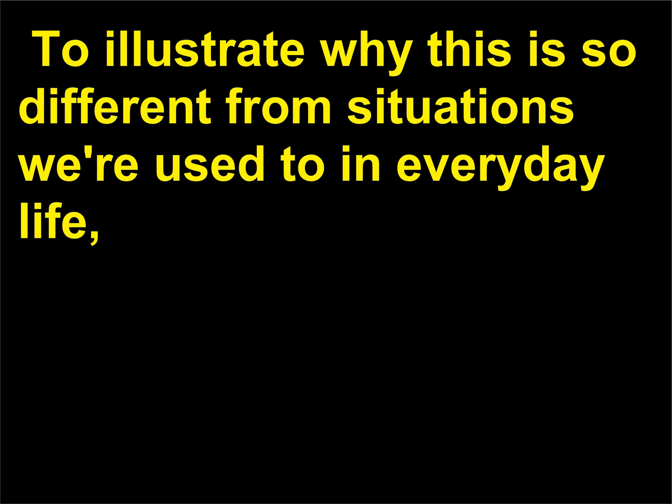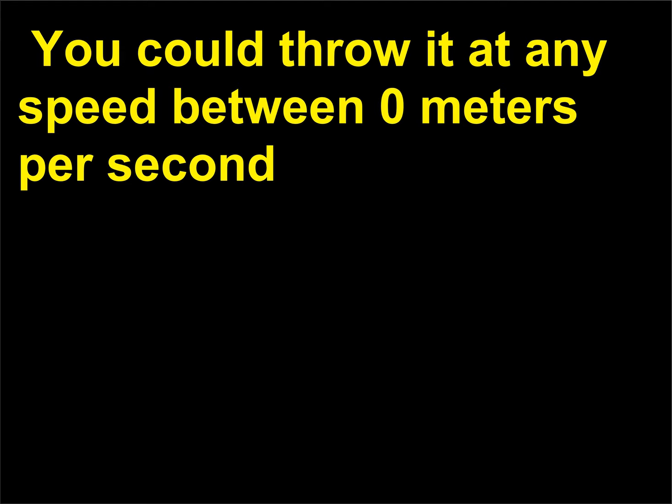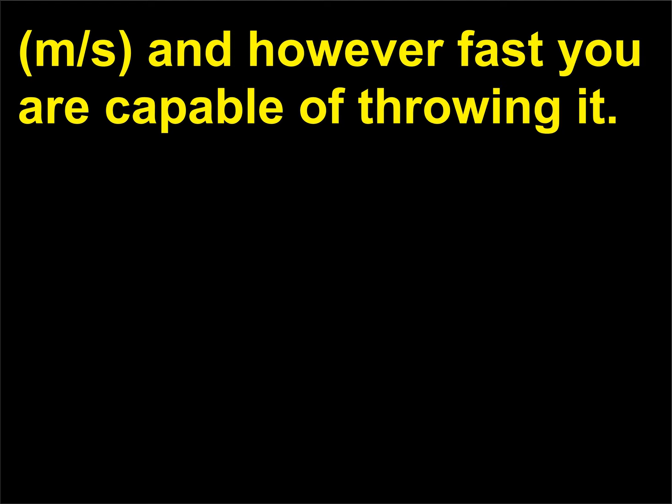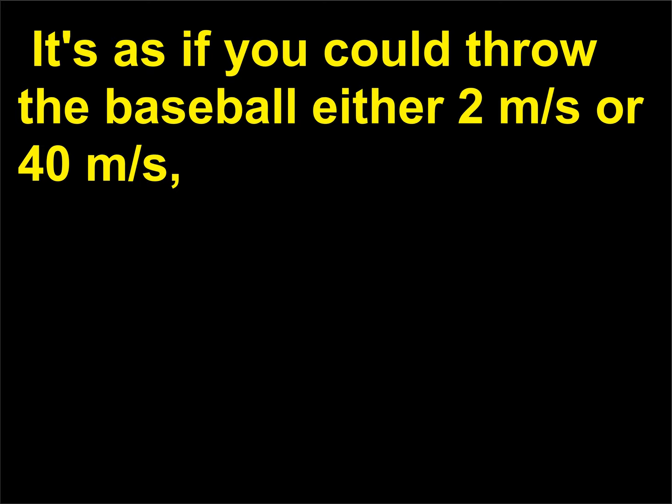consider what happens when you're throwing a baseball. You could throw it at any speed between 0 m/s and however fast you are capable of throwing it. In molecules, though, only a discrete set of energies are possible. It's as if you could throw the baseball either 2 m/s or 40 m/s, but not 20 m/s or any other speed in between.